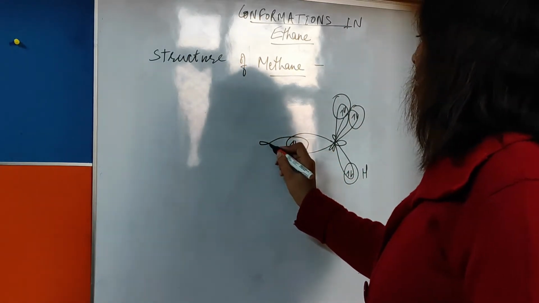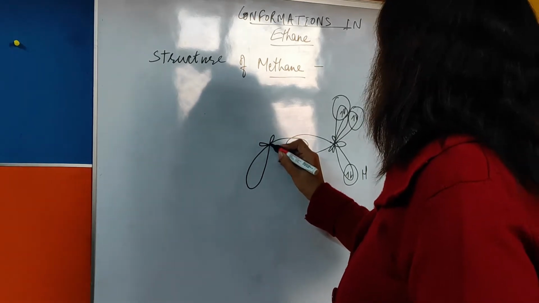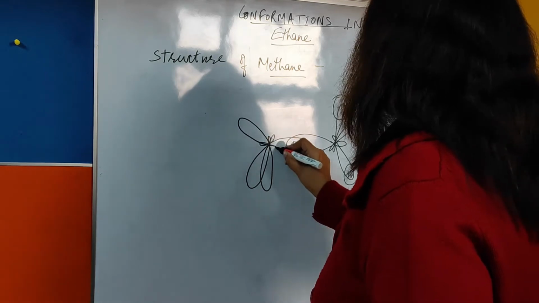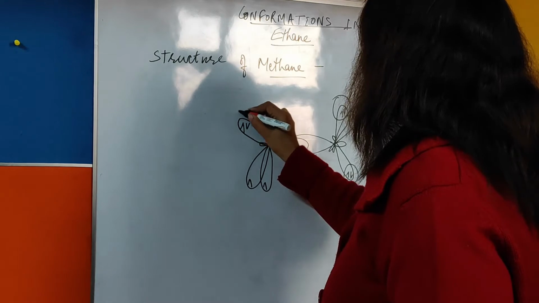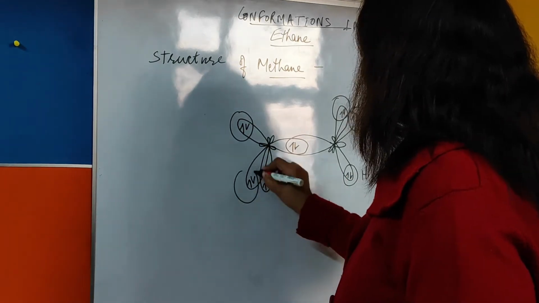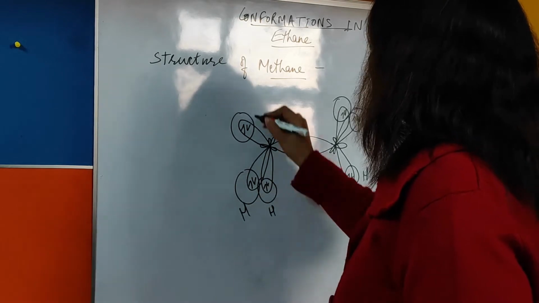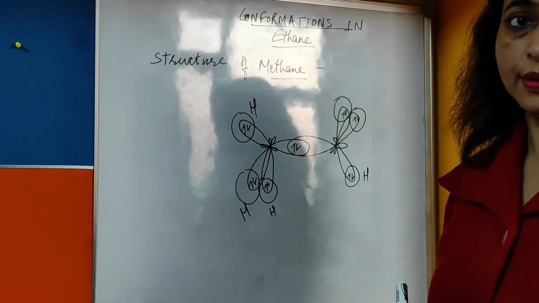This is the other carbon, with its second hybrid orbital, third hybrid orbital, and fourth hybrid orbital. All are half filled. Here also three will be overlapping with the half-filled hybridized orbitals of three hydrogens like this. So this is how the shape of ethane is.